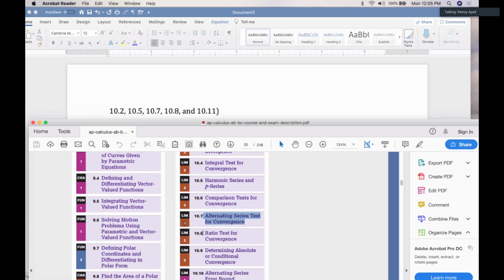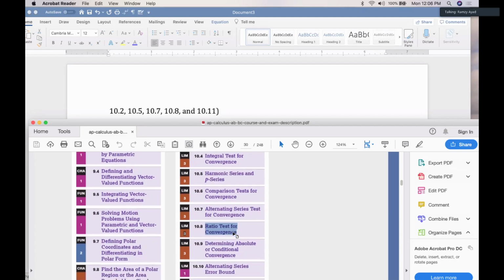8, ratio test for convergence. For the ratio test, you have to test the limit of a_(n+1) over a_n, absolute value of that, which means no negatives. If there is a negative, eliminate it. And if the answer is less than 1, we say converge. Answer bigger than 1, we say diverge. Equal to 1, we say inconclusive.